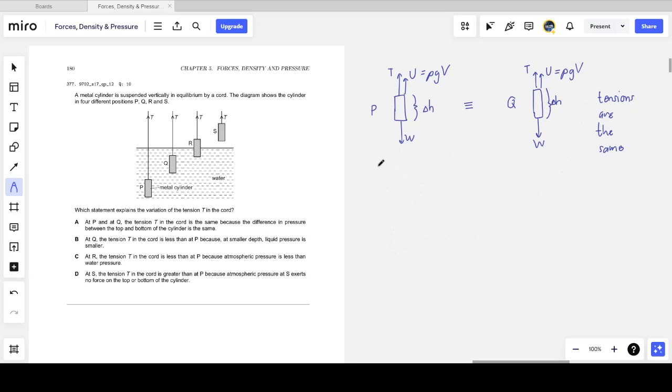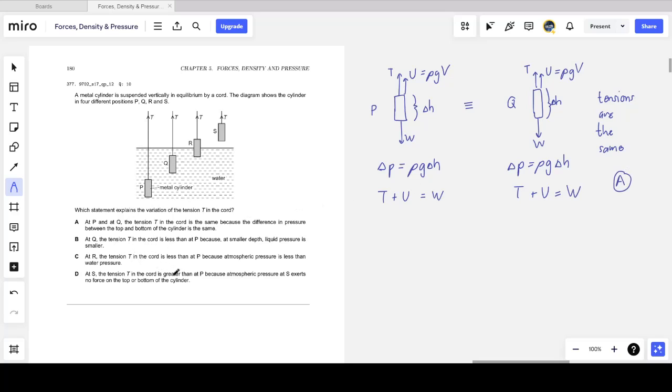For P, the difference in pressure is rho g delta H, and T plus U equals W. For the situation at Q, the difference in pressure is rho g delta H. It doesn't matter that the cylinder is slightly higher in the water. The difference in the pressure between the top and the bottom surface is the same. And again, tension plus upthrust equals weight. And so this corresponds with option A.